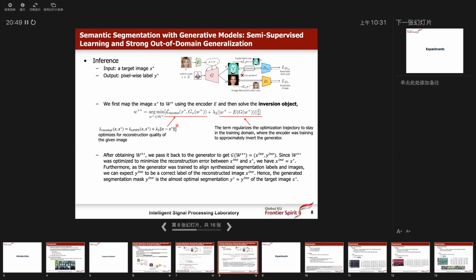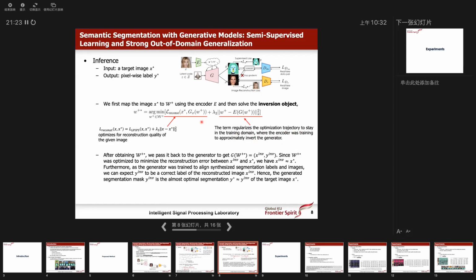We get the W by minimizing this function. The first term tries to optimize for the reconstruction quality of the given image. And the second term tries to regularize the optimization trajectory to stay in the training domain, where the encoder was trained to approximately invert the generator.